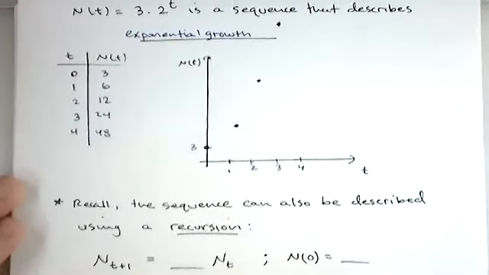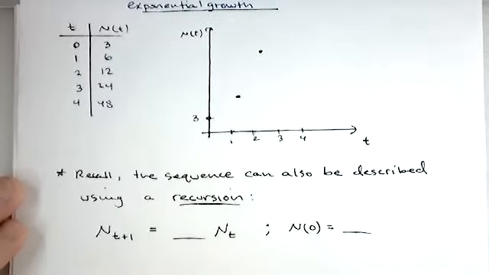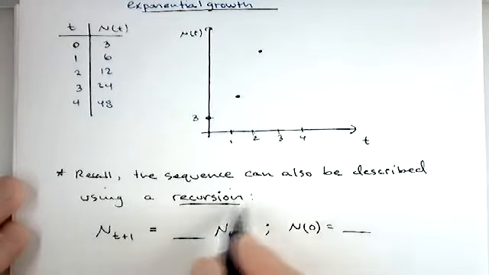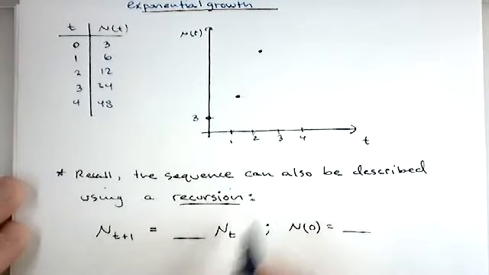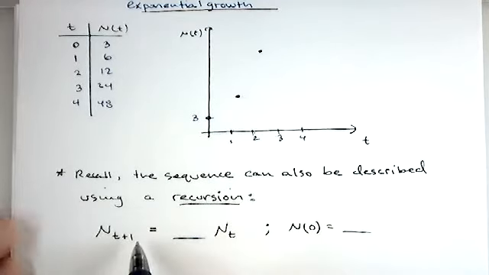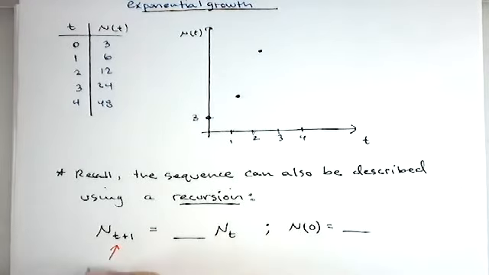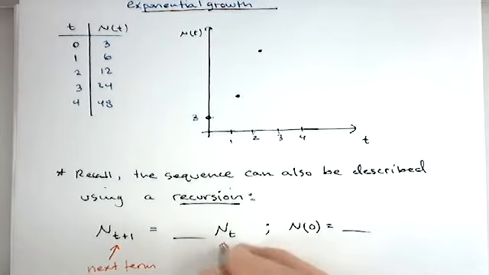But another way to describe a sequence like this is with a recursion. You may recall from 17A. We didn't spend as much time on this, but what the recursion is doing is it's describing the same pattern of numbers, but it's telling you how to get from one term to the next. Remember that n sub t plus 1 represented how do you get to the next term. And this would be the previous term, the term you were on.